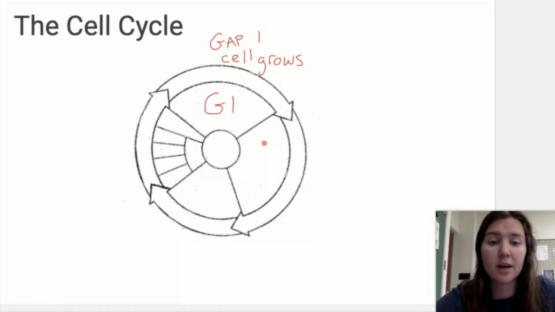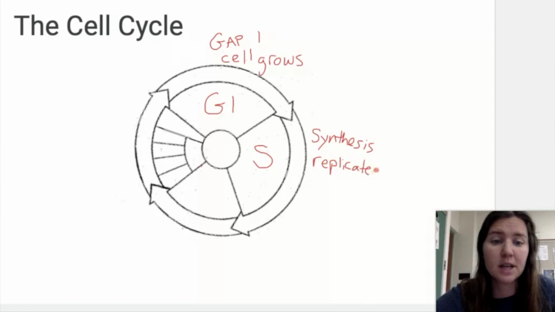The next phase is called S phase. The S stands for synthesis, and when you synthesize something, it means you're making something, and in this case, the cell is making a copy of its DNA. So we say that it replicates its DNA. When you make a replica of something, you're making a copy.